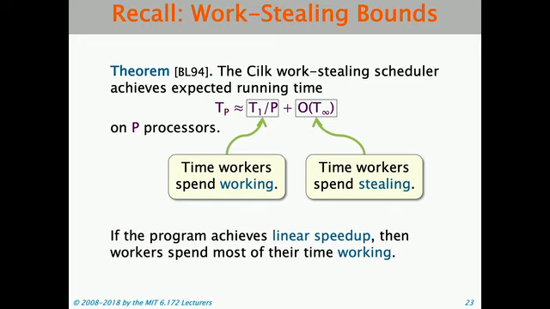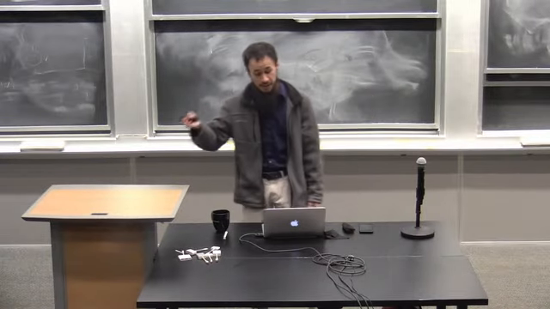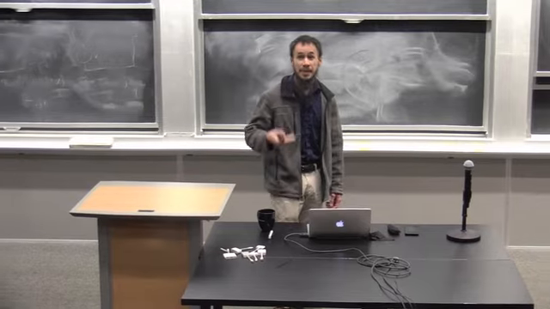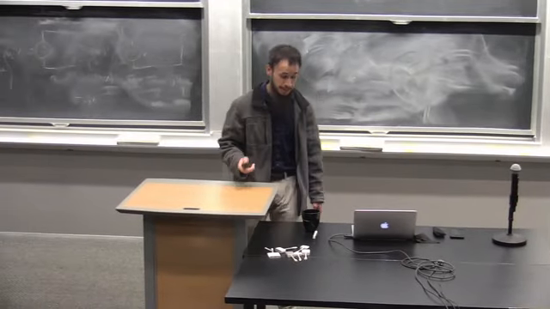And ideally, what we want when we parallelize a program using Cilk is to see this program achieve linear speedup. That means that if we give the program more processors to run, and if we increase P, we want to see the execution time decrease linearly with P. And that means we want the workers in the Cilk system to spend most of the time doing useful work. We don't want the workers spending a lot of time stealing from each other.